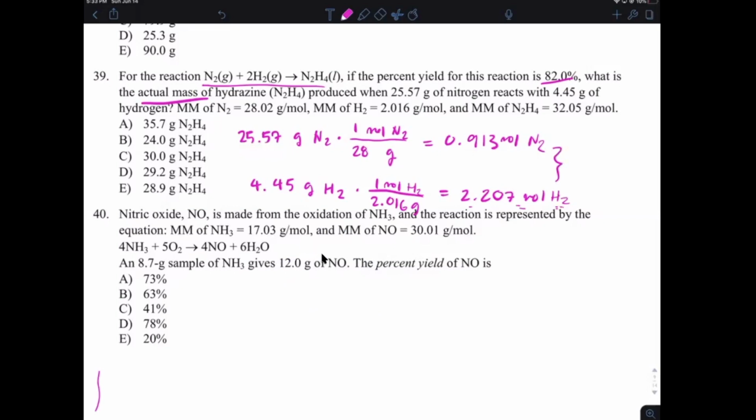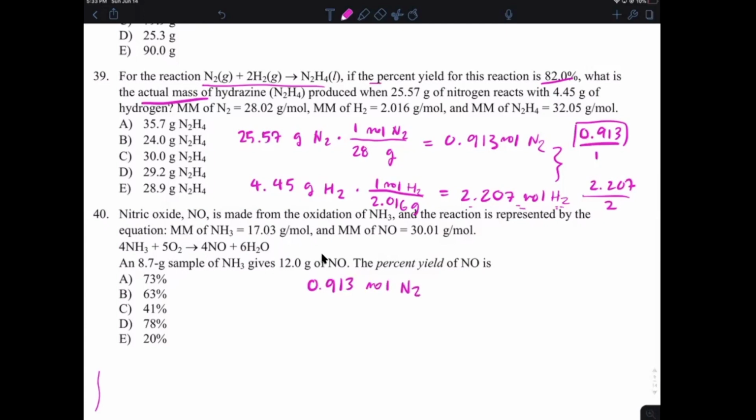So how do we do that? Again, we just want to divide by our coefficients. So in this case, it's dividing by 1, so it stays the same. In this case, we're dividing by 2. So we're going to get a number that's over 1. So this is going to be our limiting reactant. And next, now that we know that, 0.913 moles N2.